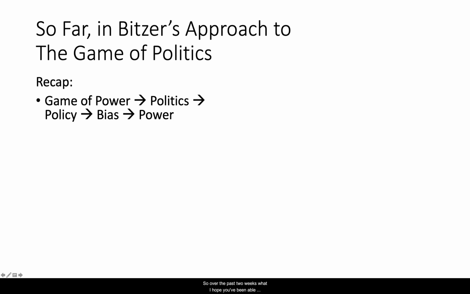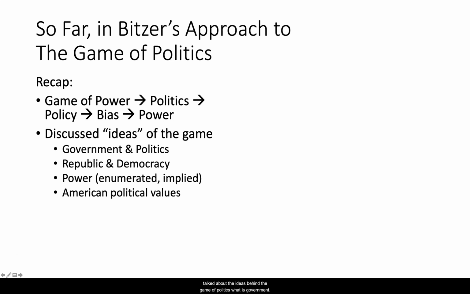And so over the past 2 weeks, what I hope you've been able to take away from the introduction so far to American politics is that we've talked about the ideas behind the game of politics. What is government? What is politics? In America, how do we see our governmental structure? Through a republic, through a democracy. It's actually a democratic republic, a combination of the two. How do we, the people, deal with political power? We enumerate it, we express it, we write it down, but we've also got implied powers, powers that are unwritten, but are part of the written power that government has.